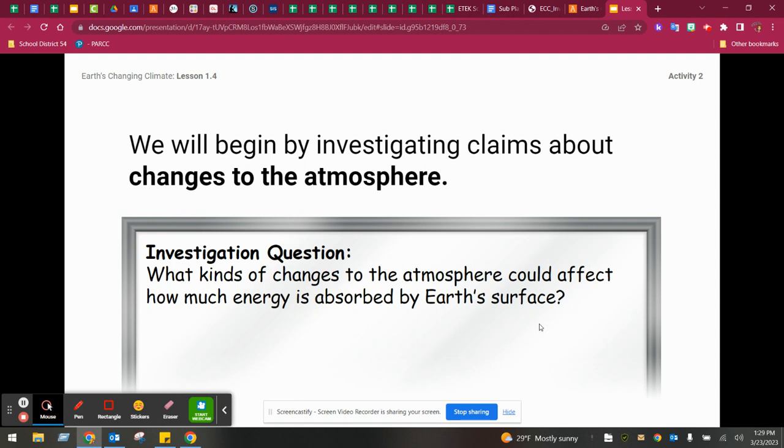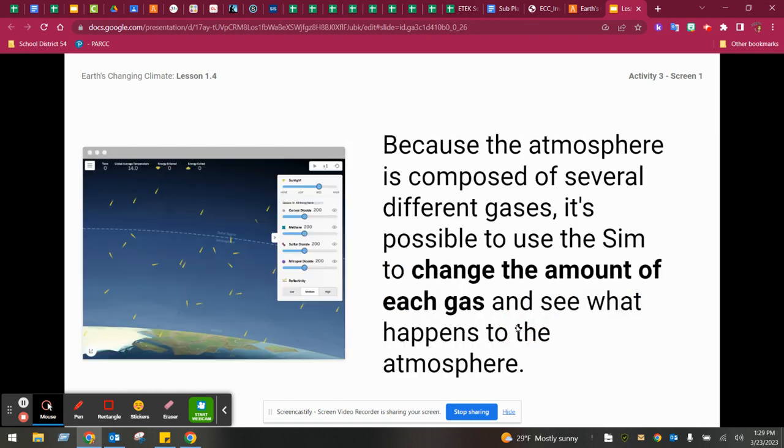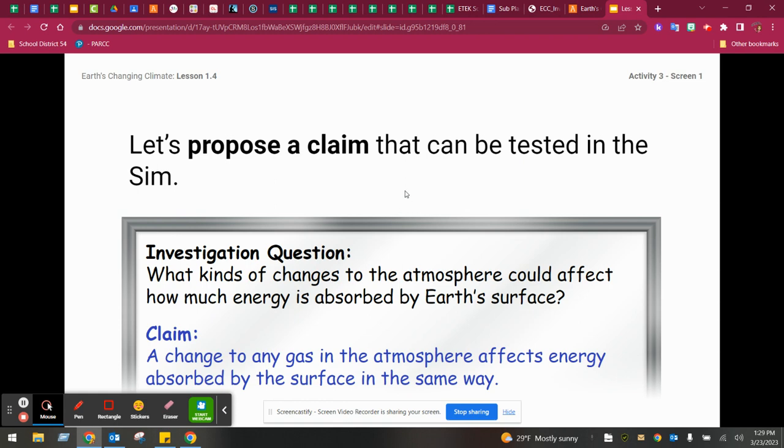So our investigating question for today is those changes. What kinds of changes to the atmosphere could affect how much energy is absorbed by Earth's surface? So because the atmosphere is composed of several different gases, we're able to use the sim to change the amount of each gas to see what's going to happen to our atmosphere.